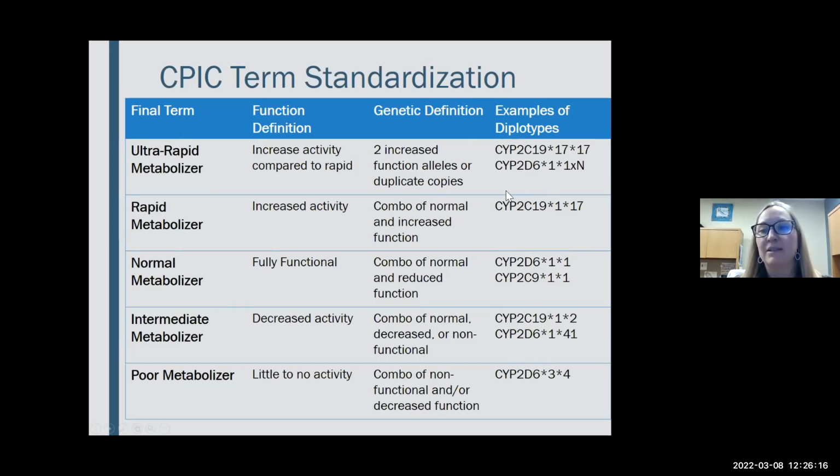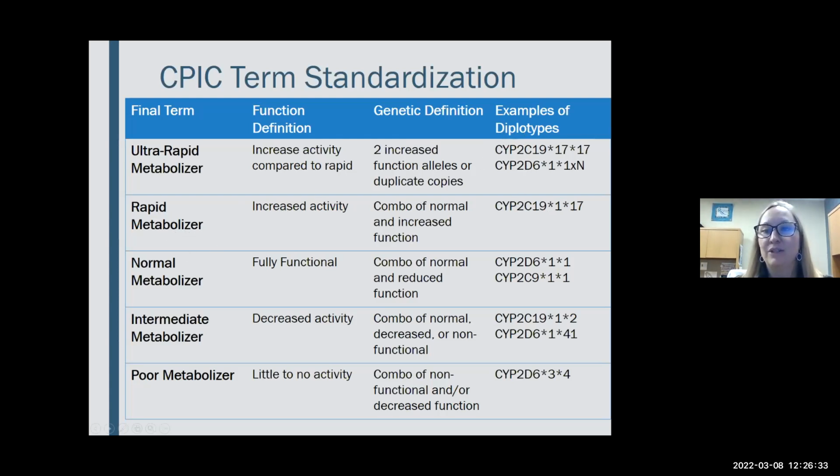If you have a variant, so CYP2C19, the *17 variant has increased activity. So a patient who is a *1 wild type and a *17 will have rapid metabolizer phenotypic status.